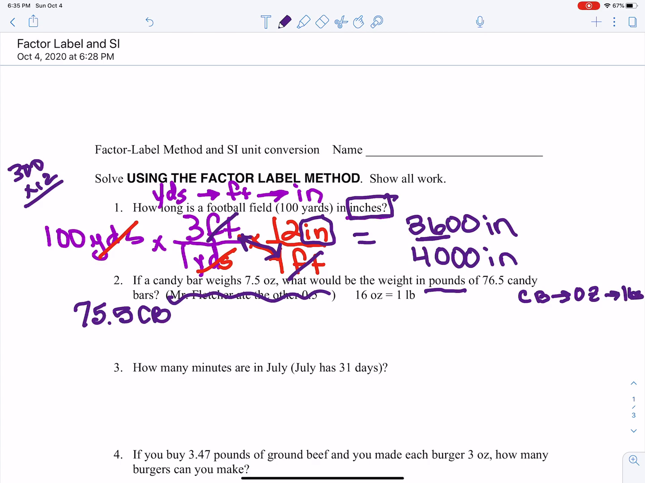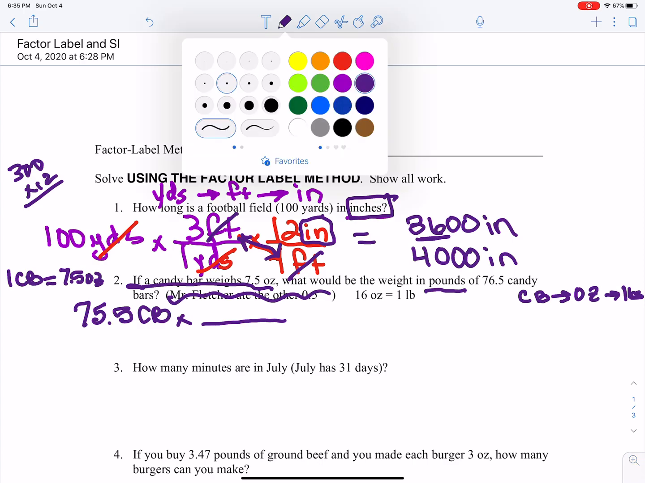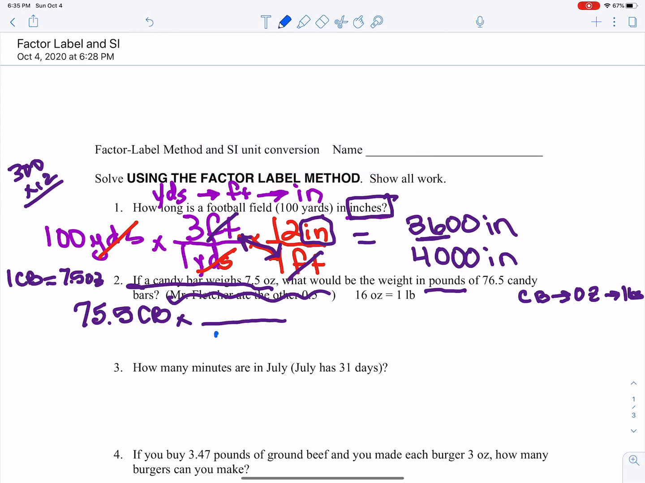Okay, so if you look here, it said a candy bar weighs 7.5 ounces. You might not realize it, but that's a conversion factor for you. So you can say 1 candy bar is equal to 7.5 ounces. I need candy bars to cancel out, so I am going to say 1 candy bar is 7.5 ounces. So what's going to cancel out? Your candy bars will cancel out, and what I have left is ounces.